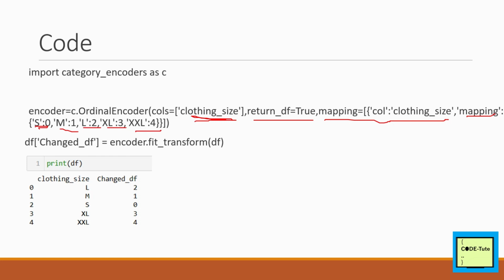The last step is to fit the transformation. So fit_transform: we need to pass the data frame and the encoder, whatever we have mapped, that we need to fit. Then this is the changed data frame. Here you can see the output: L is represented by 2, M is represented by 1, S by 0, and so on. In this way you can change categorical data to numbers if the data is ordinal, and that is called label encoding.